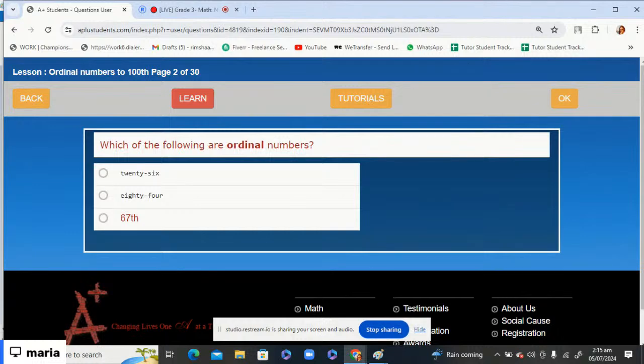So which of the following are ordinal numbers? Now again check it out. 26, 84, and 67th. Which one? Look at here, it's 26th, 84, and 67th.